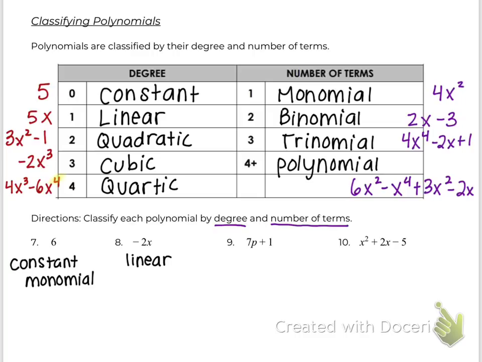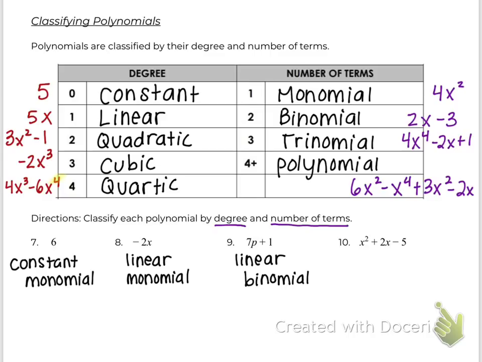Okay, number 8 is linear. Do you see how there's just an x term? That's linear. And then there's still 1 term, so it's a monomial. There's no other numbers here, it's just 1 term. Number 9, again, that's a degree of 1, so that's linear. We just have 1 variable here, linear. Okay, and how many terms are there? 2, so it's a binomial.